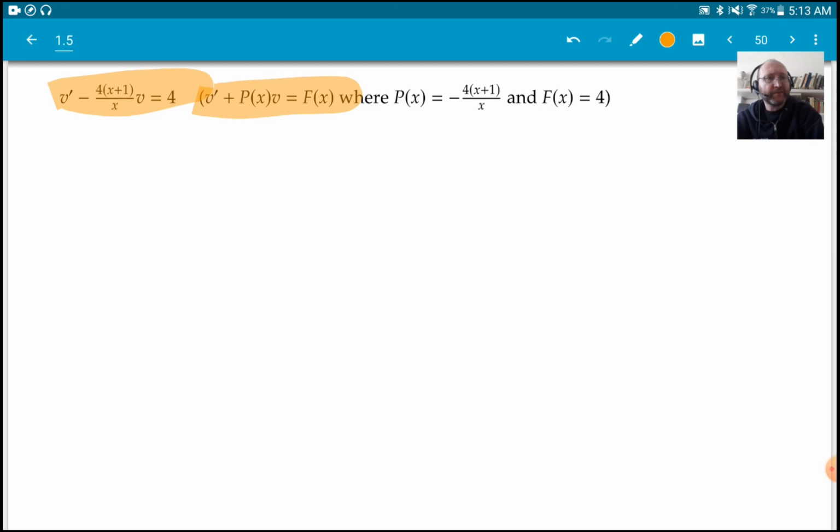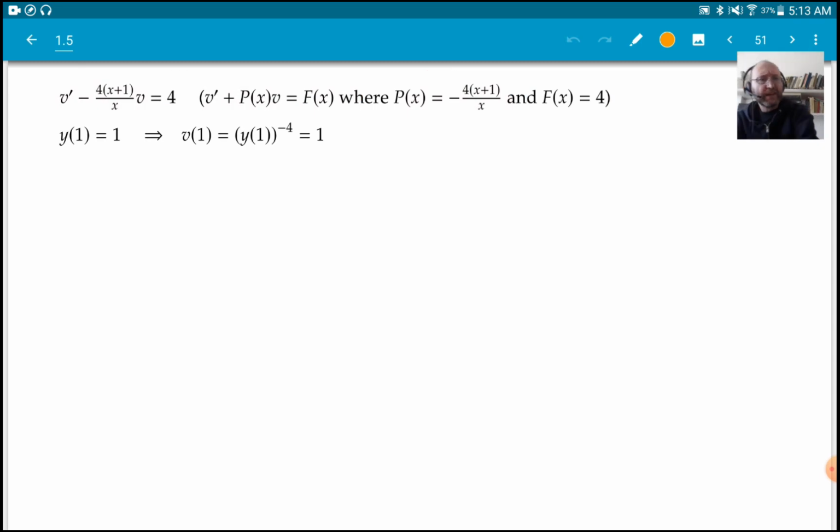In the standard form, it would be written like this, where the P and F are these guys, and this is the initial condition. So y at 1 is 1, but we need an initial condition for v. So v at 1 is y at 1 to the -4, because v is y to the -4, right? And y at 1 is 1, so 1 to the -4 is 1, so v at 1 is also 1. That's useful.